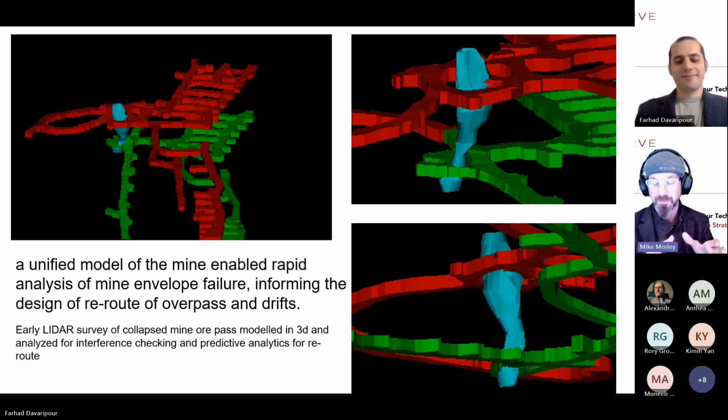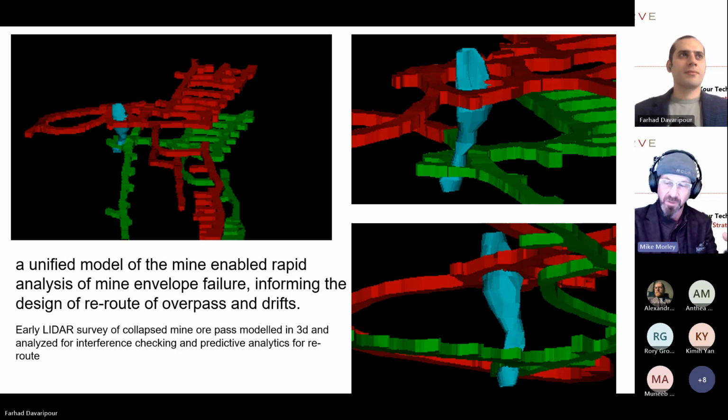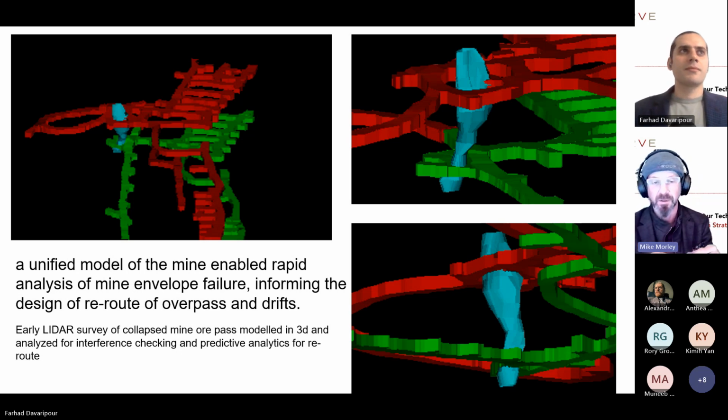But this unified mine model at the mine site, what this let us do is we were able to then take a LiDAR, an early version of a LiDAR survey instrument, put it into this ore pass. So what had happened is that cyan area that you see is an ore pass, and it had failed. And as it fails, it expands outwards and starts threatening the red and the green areas, which are the drifts. They're the things that you walk around if you're in the underground mine. So this is a pretty serious problem.